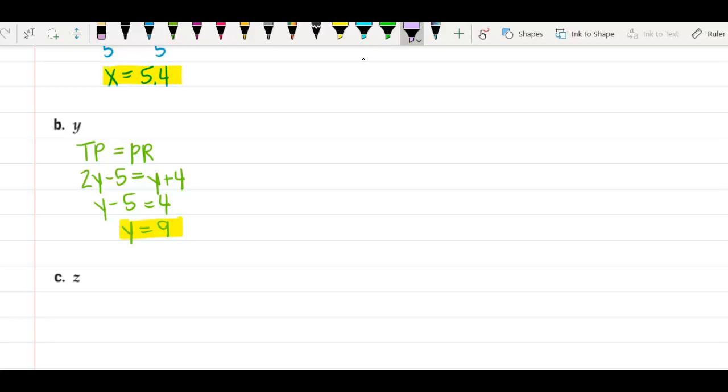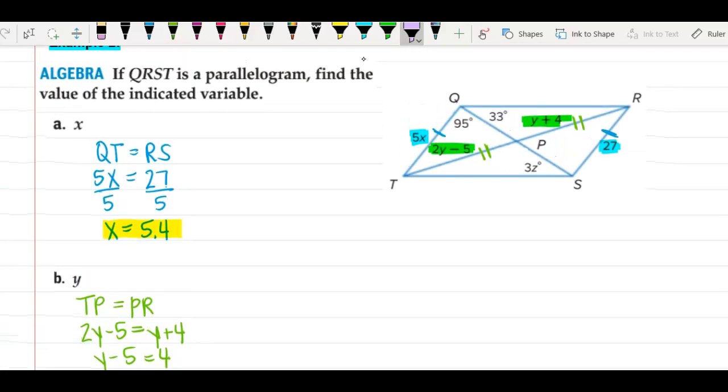Okay, last but not least, we're looking at z. So z is right here. Now what we're looking at is the angles opposite of 3z. So 3z is part of angle S, but it's not the whole thing. So if we look across from it and that opposite angle of Q, we have two options. We have a 95 and a 33. So I'm going to show you something real fast.